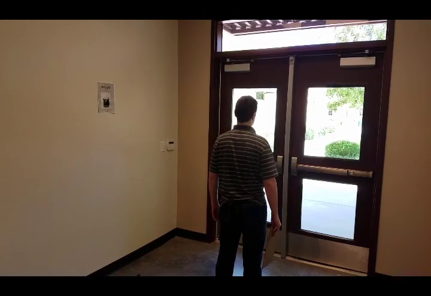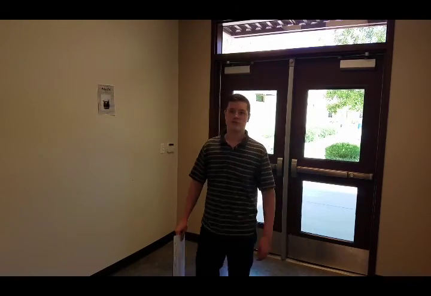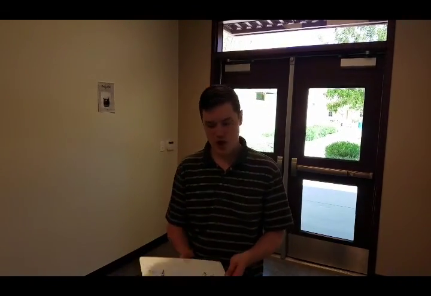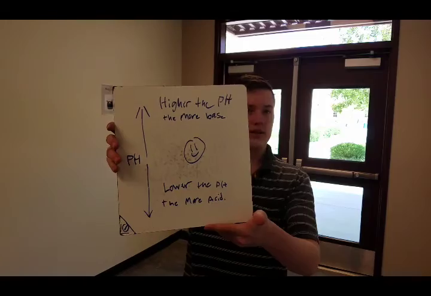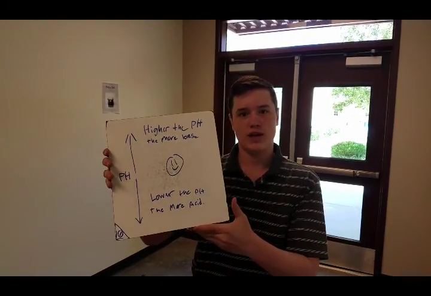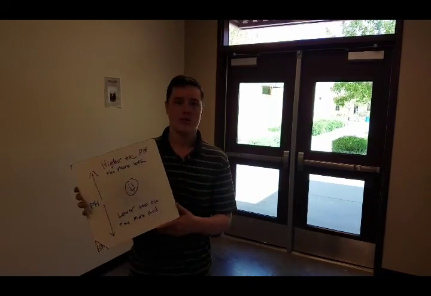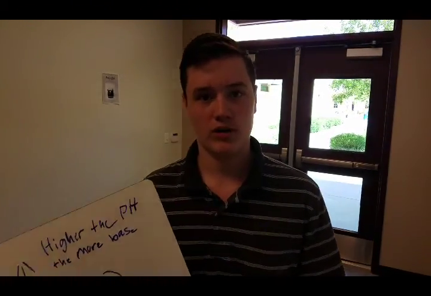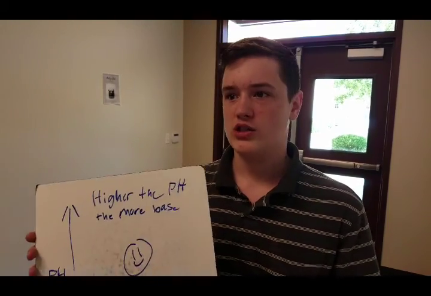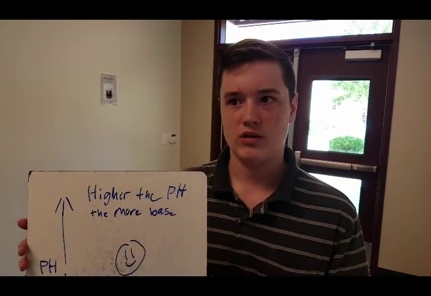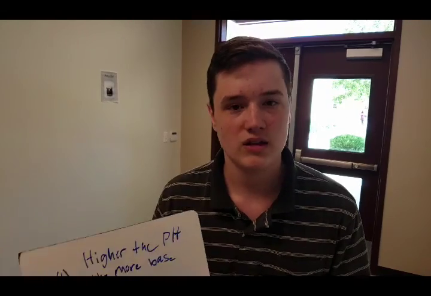Hey chemistry, Austin here. Today we're going to be talking about acids and bases and the differences between them. The main determining factor in acids and bases is the pH. The higher the pH, the more likely it is to be a base, and the lower the pH, the more of an acid it becomes. Acids dissolve things more easily, and bases change things more easily. Those are the basic main differences between each substance.